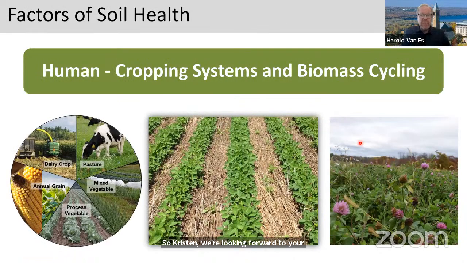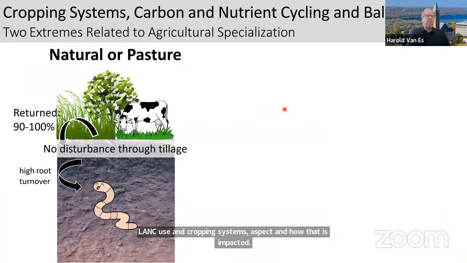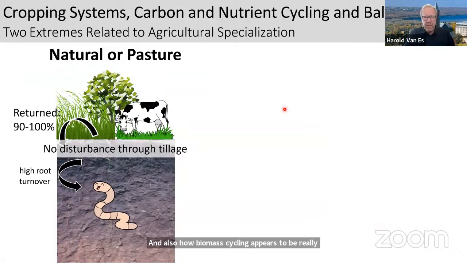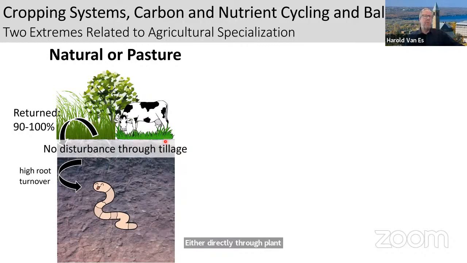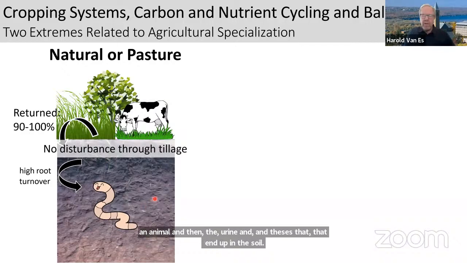So I'm going to now go into depth to look at the land use and cropping systems aspects and how that is impacted, and also how biomass cycling appears to be really important. Just to give you a cartoonish introduction, if we think about a natural system that tends to be a soil building environment, there's a lot of biomass production, grasses or trees or whatever. There may be animals, and most of the carbon and nutrients are cycled back into the soil, either directly through plant biomass or through an animal, and then the urine and feces that end up in the soil.